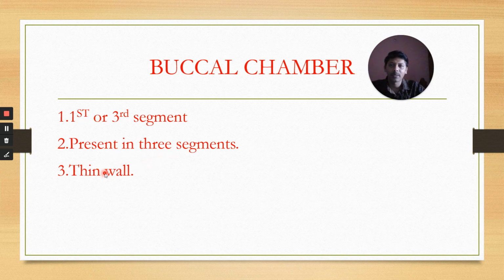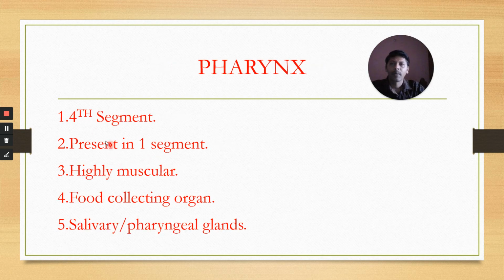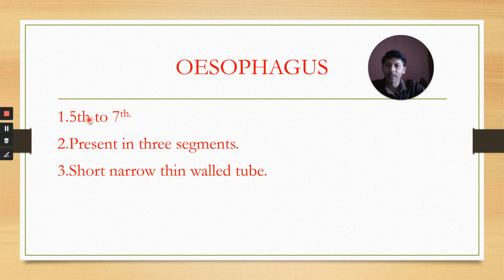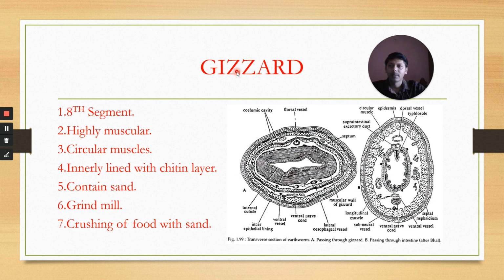A thin wall. Pharynx. Where is it? In the fourth segment, present in only one segment. Highly muscular and a food collecting organ, salivary and pharyngeal glands are present in the pharynx. Next, the esophagus, fifth segment to seventh segment, present in a total of three segments, 5, 6, and 7, a short, narrow, thin-walled tube.